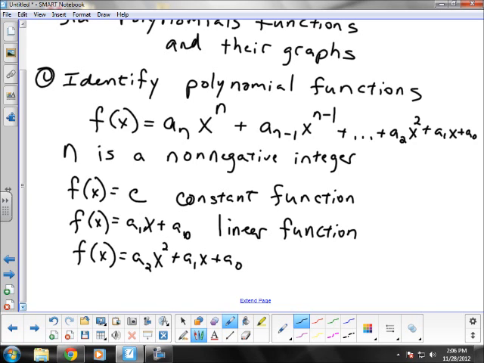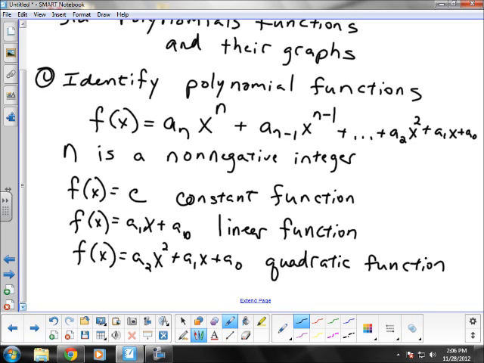And what's an equation that's in this form called? Quadratic. Okay, those are the ones we've worked with. In this section, we're going to be talking about polynomial functions that have a power of 3 or higher.